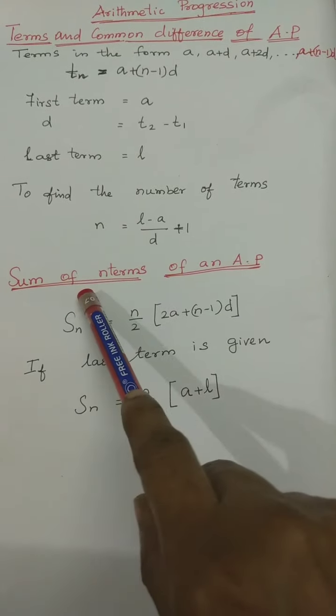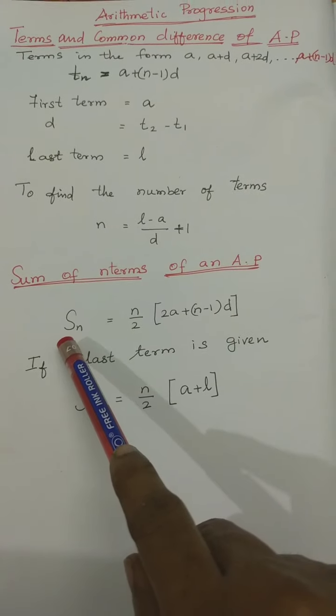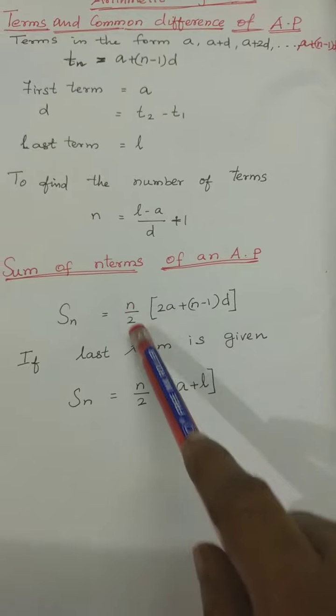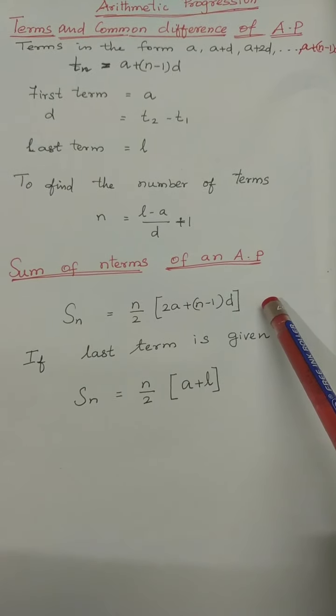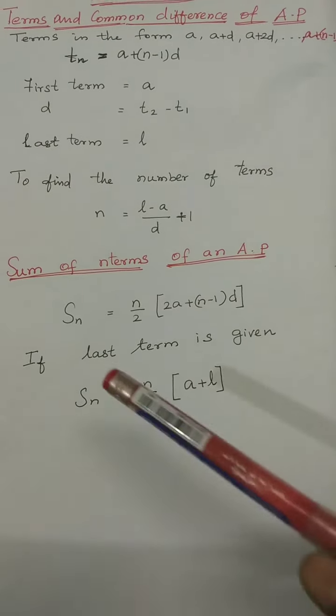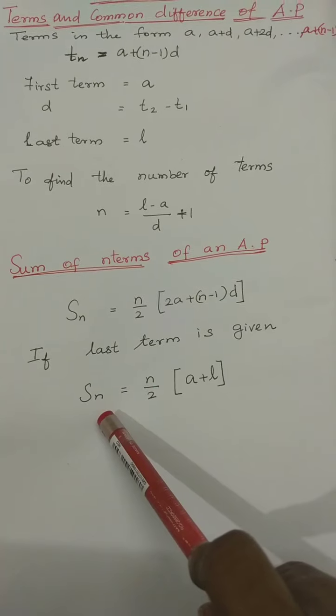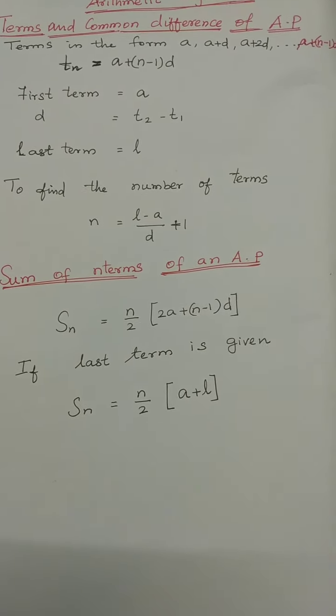Sum of n terms of an AP. Here, Sn is equal to n by 2 into 2A plus n minus 1 into D. If they give the last term, then we have to use this formula: Sn is equal to n by 2 into A plus L.